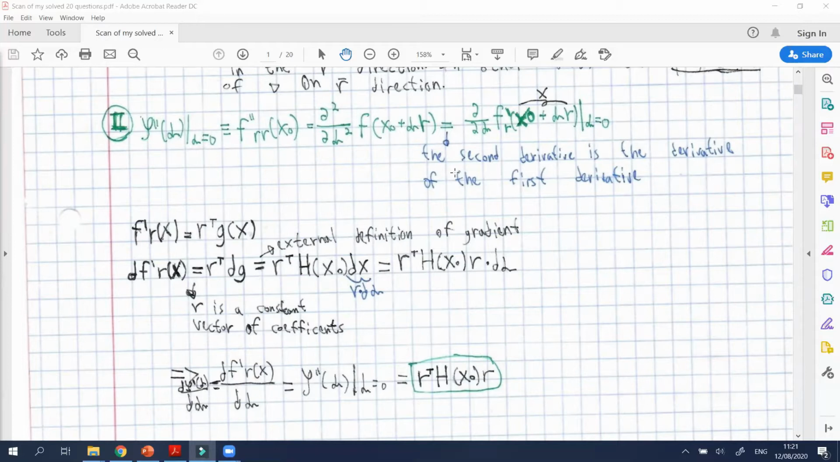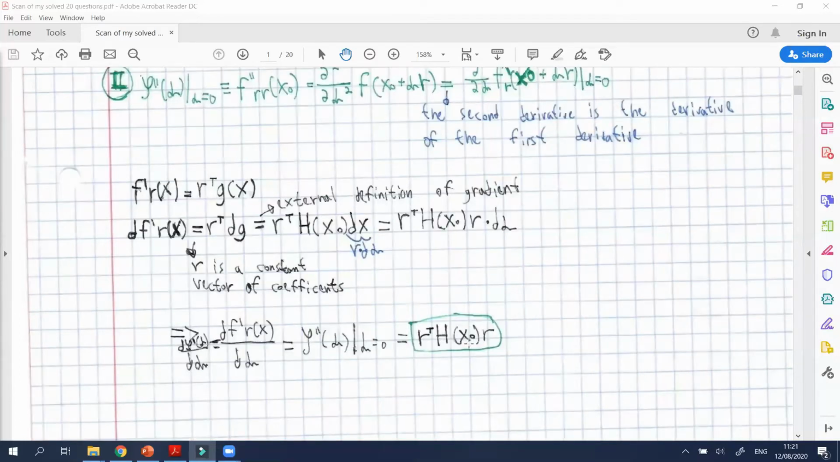Think about it. You can stop the video for a second. It's not so easy to comprehend. It would just be r transpose Hessian at point x0 times r. This would be the second directional derivative. So that's the end of question number 1.